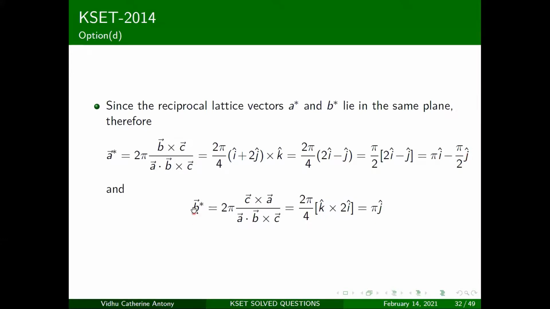Similarly, for the B star, the reciprocal lattice basis vector B, you have 2 pi C cross A divided by the volume that was calculated earlier to be 4. You have 2 pi by 4 into K cap crossed with 2I cap. So K cross I is basically J. So you have pi J.